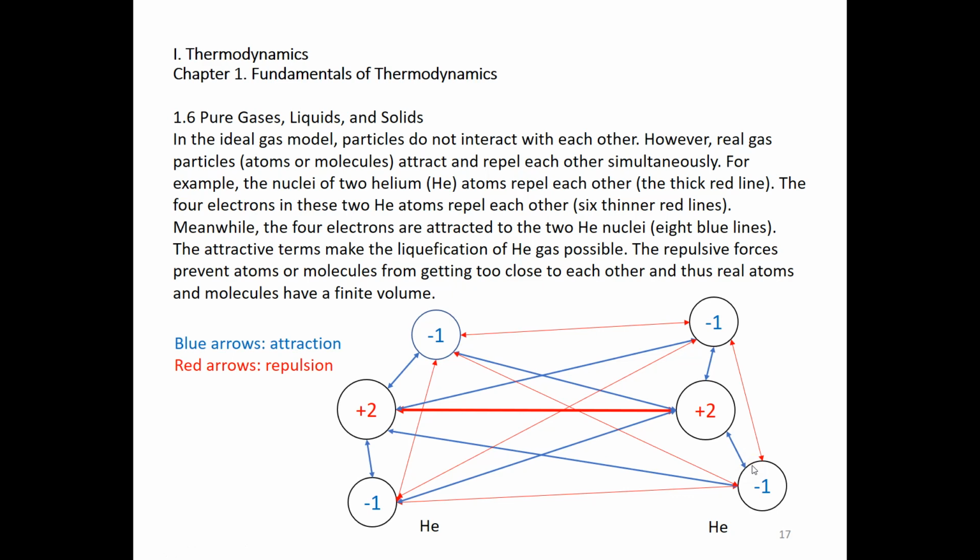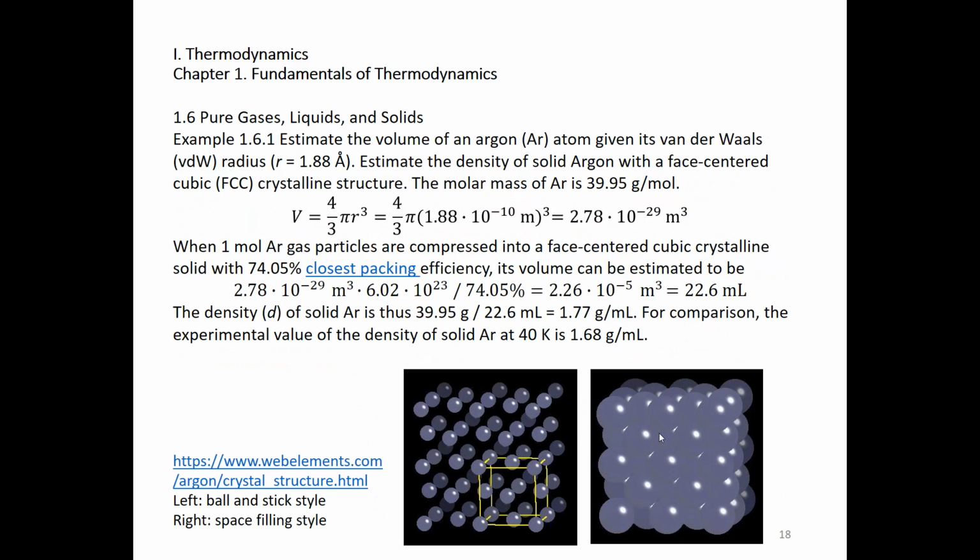They both depend on the distance between these two helium atoms. When the distance is shorter, we have stronger attraction and repulsion. At the same time, when the distance is longer, we have weaker attraction and weaker repulsion. And because atoms repel each other, and this repulsion is due to the repulsion between the nuclei and also the repulsion between the electrons, if we try to squeeze two helium atoms toward each other, there's going to be a huge repulsion. That means each helium atom will have to occupy a certain space.